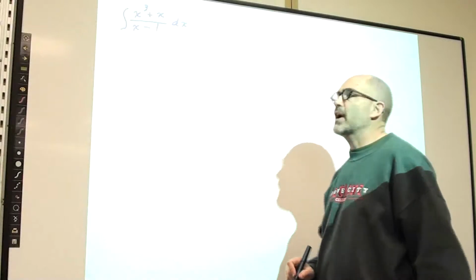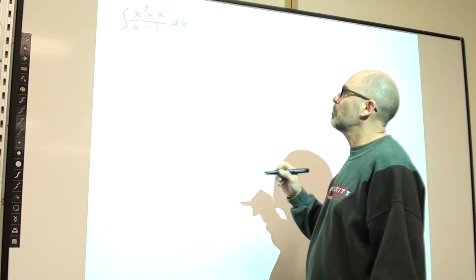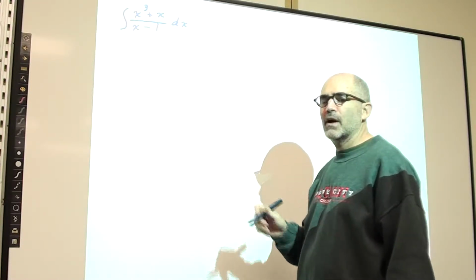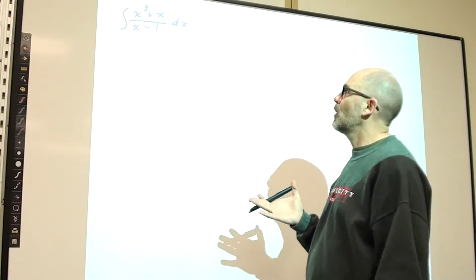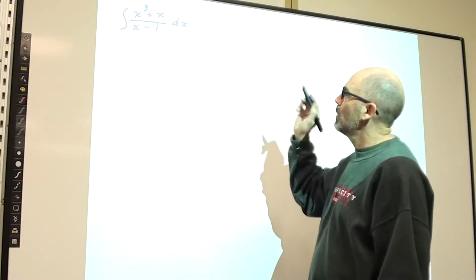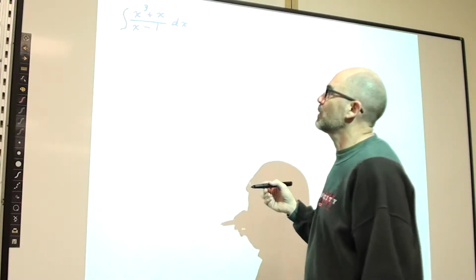Okay, so it's time to crank up the juice just a bit more. Now we've got x cubed plus x on top and x minus 1 on the bottom. Once again, we can't do this with a simple u substitution, so what will we do? Well, first of all, let's divide this fraction out and make it simpler.